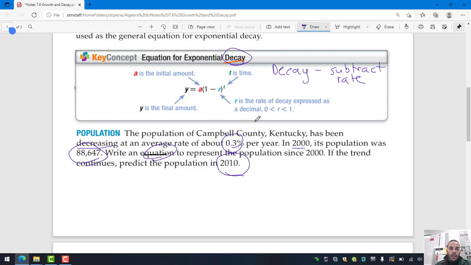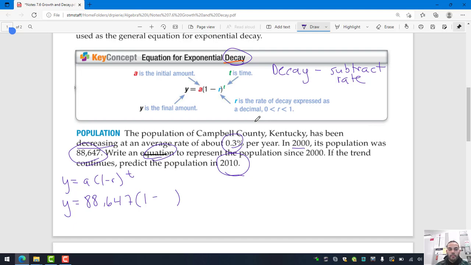So first step, let's write the equation. Because we know the population is going down and down, it's going to follow decay. It's going to look like y equals a times (1 minus r) raised to the t power. So in order to solve this, we just got to figure out what a and r are equal to. I'm still going to have y to solve for the number of people. A still represents my starting amount, or my initial amount. In the year 2000, the population is 88,647. That is still my a value, 88,647. In my parentheses, I'm going to have 1 minus my rate of decrease.